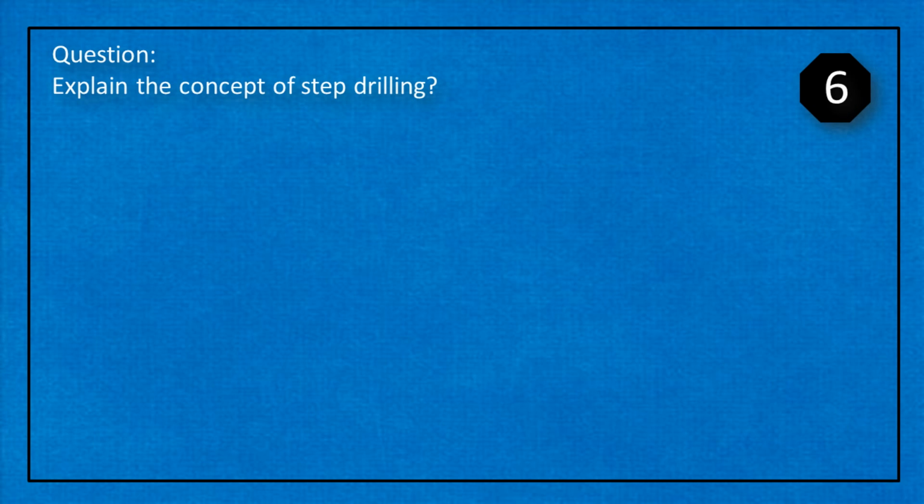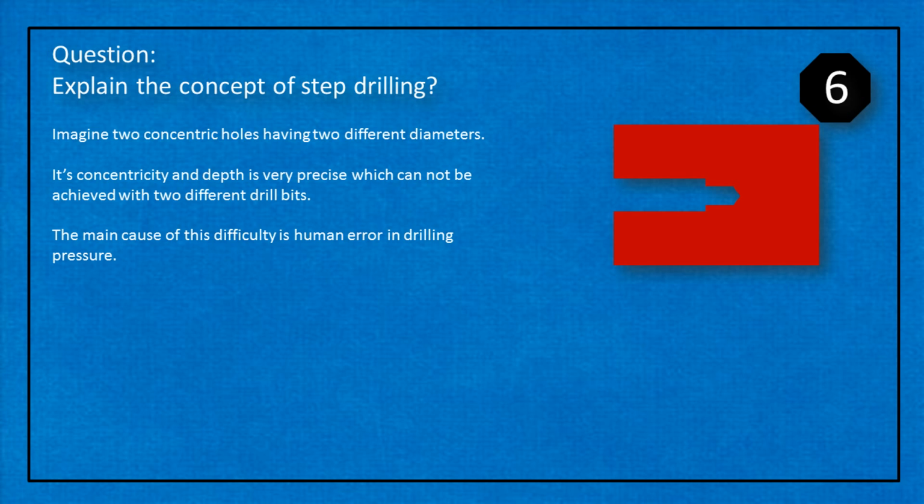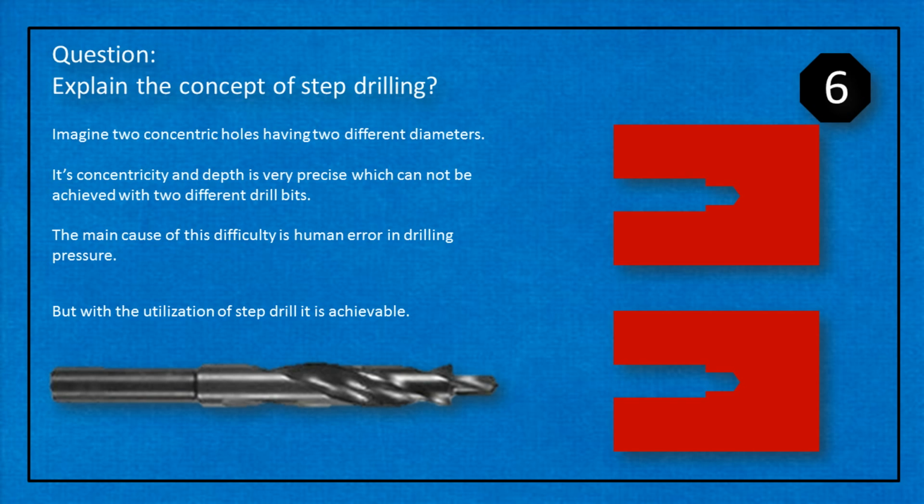Question: explain the concept of step drilling. Imagine two concentric holes having two different diameters. Their concentricity and depth are very precise, which cannot be achieved with two different drill bits. The main cause of this difficulty is human error and drilling pressure. But with the utilization of a step drill, it is achievable.